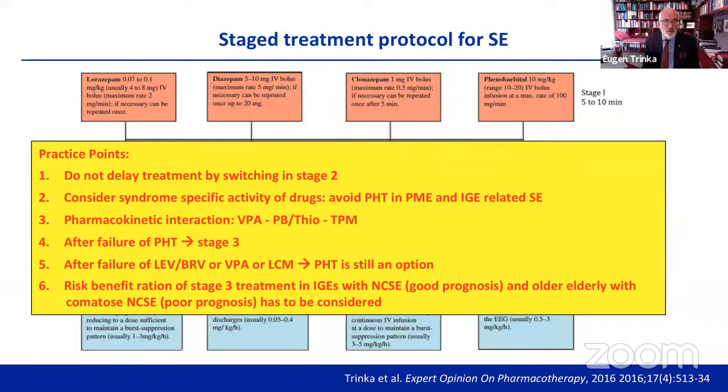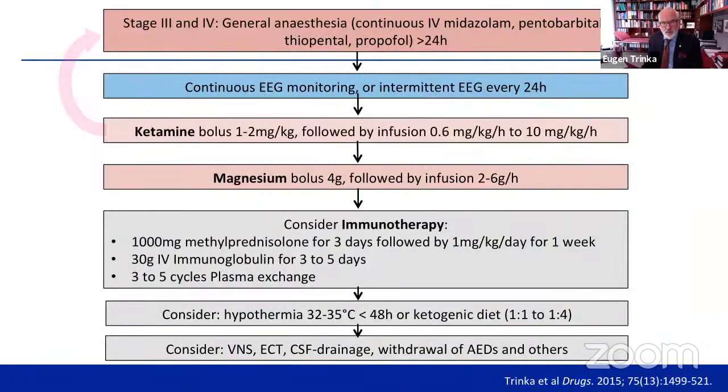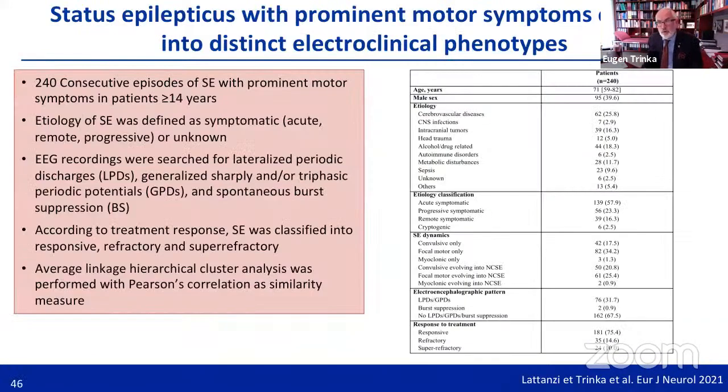Pharmacokinetic interactions are important, and failure of phenytoin should lead to the consequence of bringing the patient to ICU, because it takes half an hour until the phenytoin loading dose is in. There should be a consideration of the risk-benefit ratio of stage 3 treatment in patients with IgE and non-convulsive status, which have a good prognosis, and the ones with an extremely poor prognosis where end-of-life decisions have to be taken. The treatment algorithm, I think Jakob Christensen is going to talk about that.